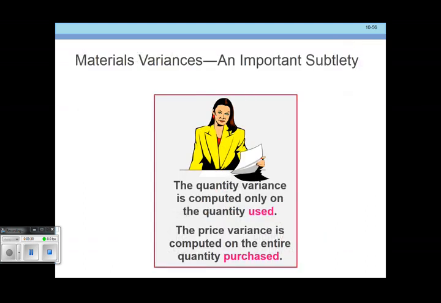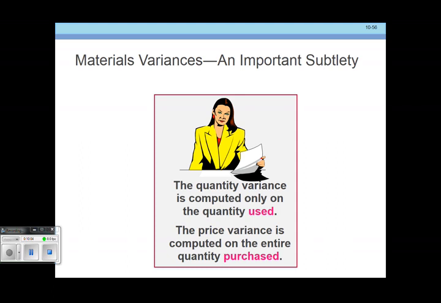Now there is one important note that we need to make here. Material variances, and I can't stress this to you enough. There may be a homework problem this way. I've been known to do this, at least once on a quiz, perhaps, or on an exam, or perhaps a Connect problem. The quantity variance is computed on the quantity that's used. The price variance is computed on the amount purchased.